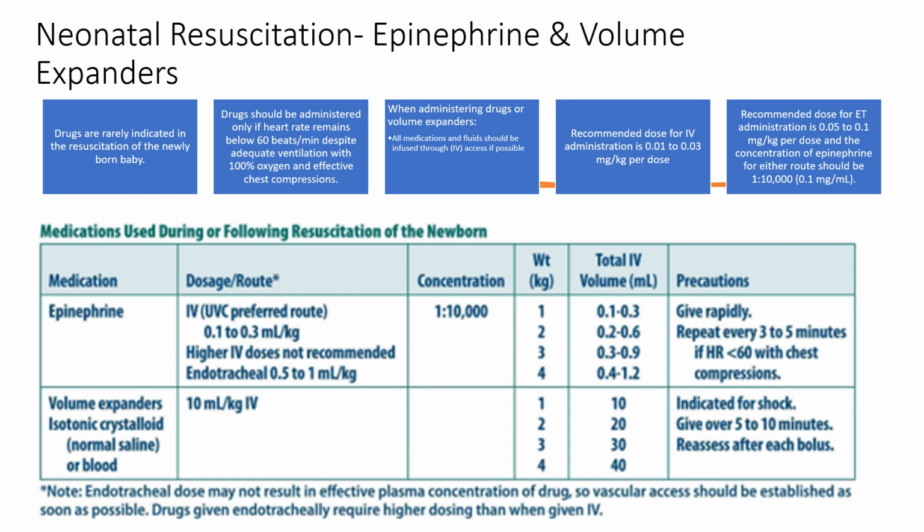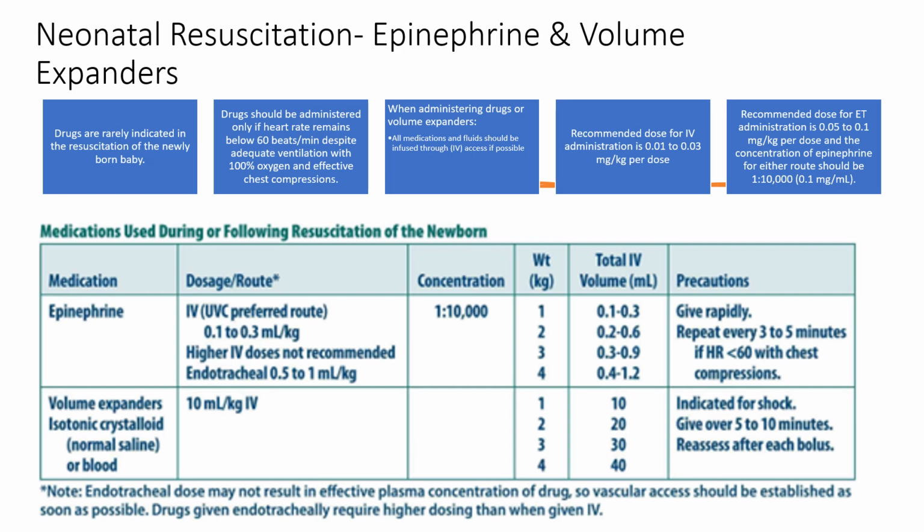Drugs are rarely indicated for the resuscitation of a newborn. Drugs should be administered only if the heart rate is below 60 beats per minute despite adequate ventilation, 100% oxygen, and effective compressions. Epinephrine should be infused through IV access if possible. However, if not, ET tube epinephrine is appropriate. Please don't give volume resuscitation through a tube. Please. All right, the recommended dose is 0.5 to 0.1 milligrams per kilogram for the ET tube route.